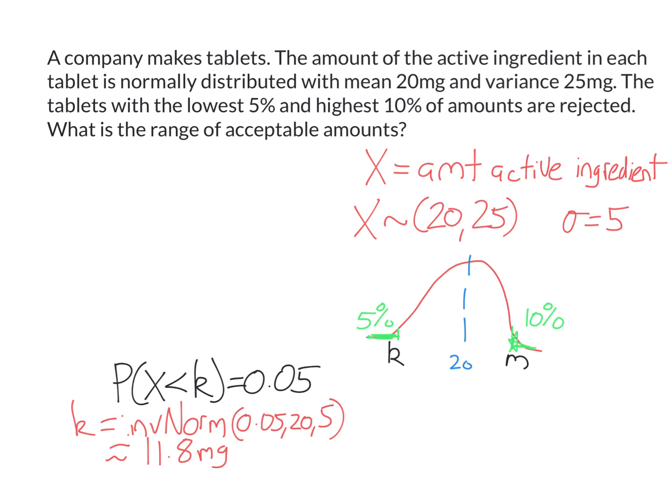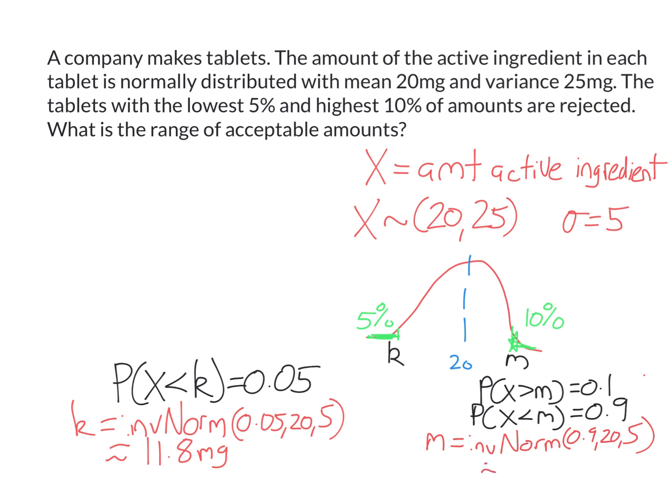So now let's find m. So the probability X is greater than m is 0.1. But remember, we can only use the inverse normal when we know the area or probability of being less than that. So the probability of being less than m will be 0.9. So again, we're just going to use the inverse normal function. So putting this in our calculator, we get about 26.4 milligrams. So the acceptable range is 11.8 to 26.4 milligrams.